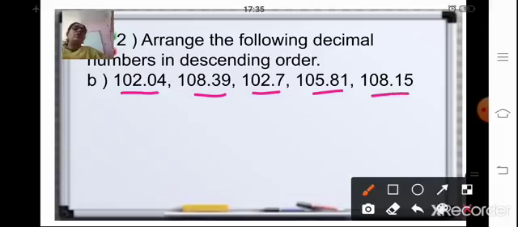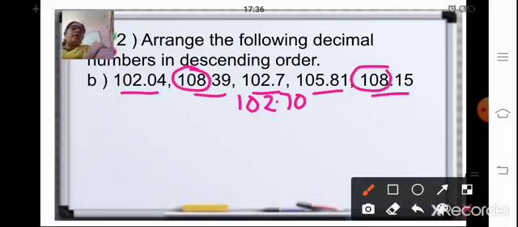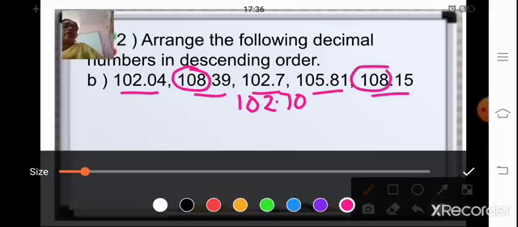So we will change only the one number, that is 102.7 will become 102.70. Okay. Now we will compare the integral part. Now write the number with the greater integral part, that is 108. Here you have got two numbers with integral part 108. Now 108.39 and 108.15. Which is greater? That is 108.39. So we will write that number first.